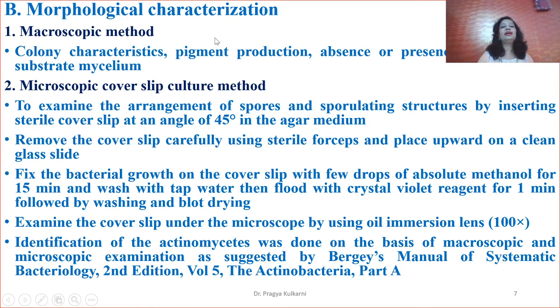The morphological characterization includes both macroscopic and microscopic observation. The cultures are observed for macroscopic characters and then for microscopic characters. The macroscopic characters include colony characteristics. As we know, we are familiar with the colony characteristics of bacteria, such as colony margin, colony elevation, and colony size. Like that, we go for the colony characteristics.